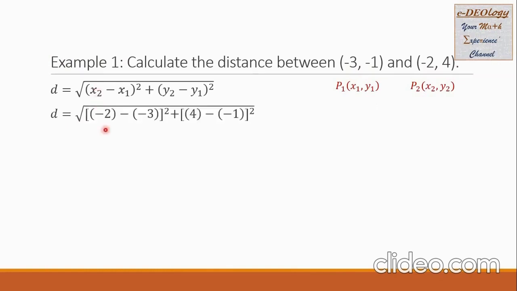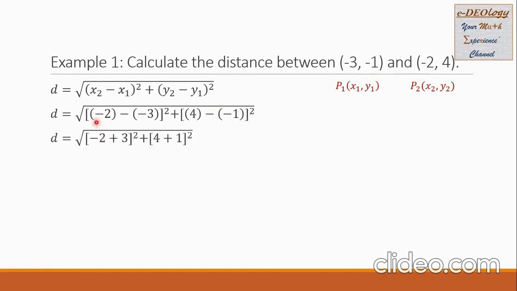Our x sub 2 is -2, then minus the x sub 1, which is -3. This group is now squared, and then plus the y sub 2 is +4, then minus y sub 1 is -1. This group is squared.